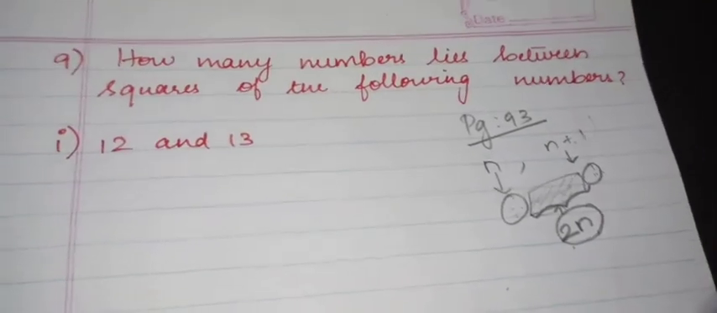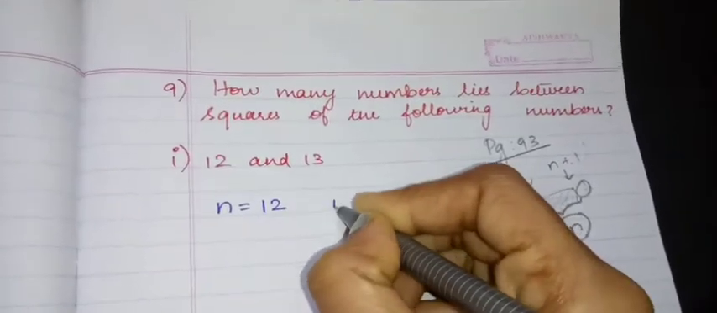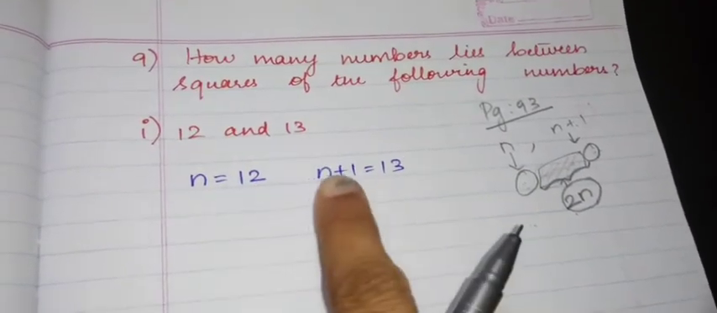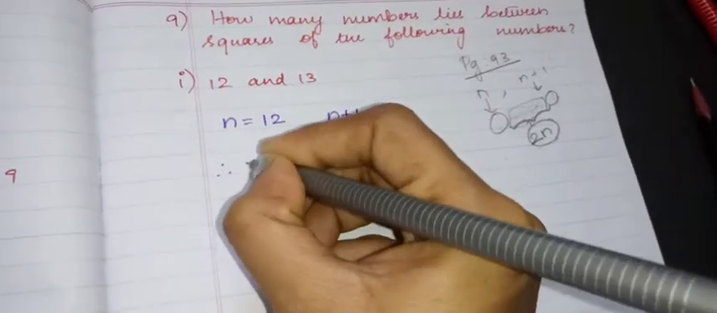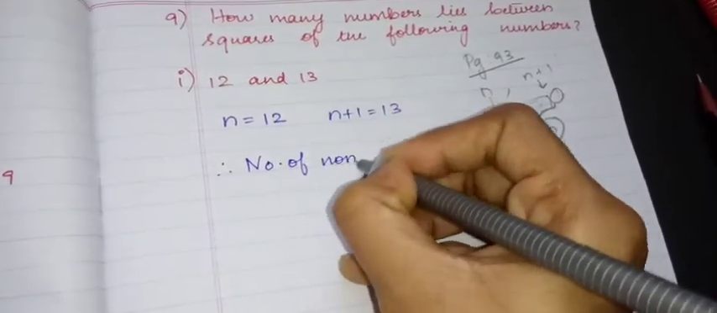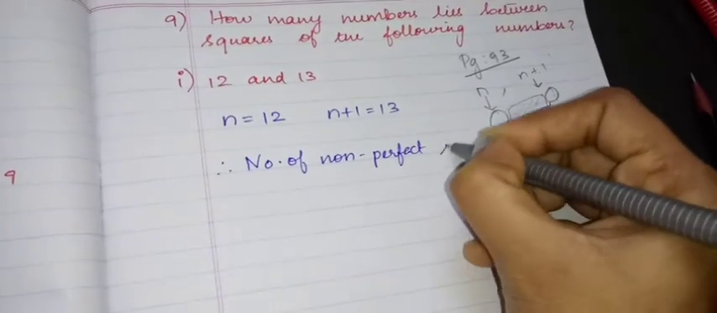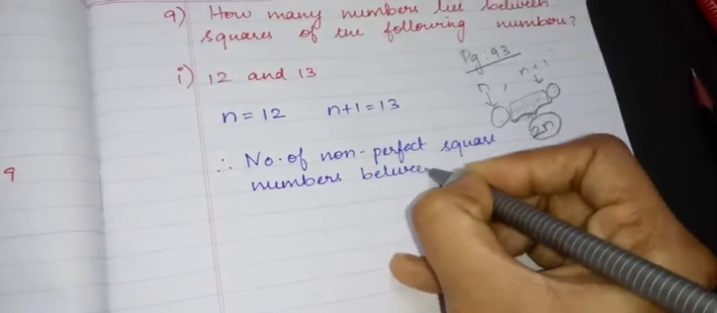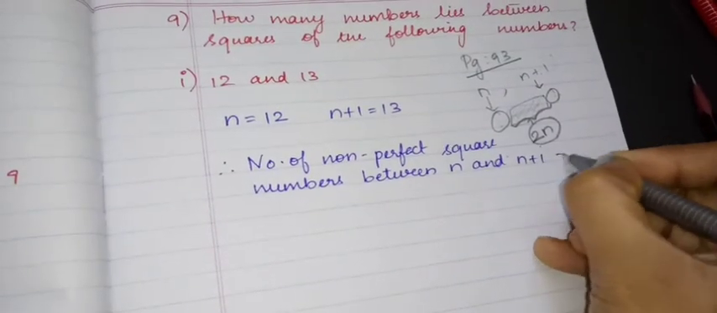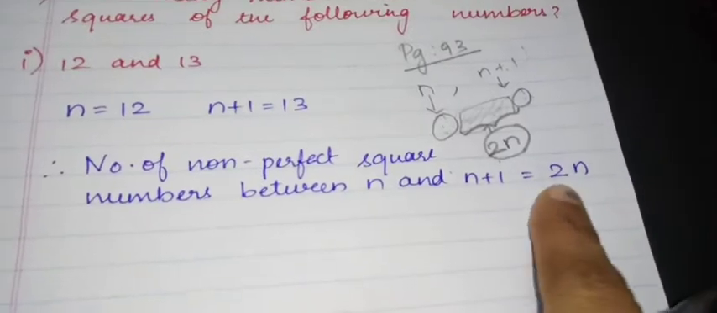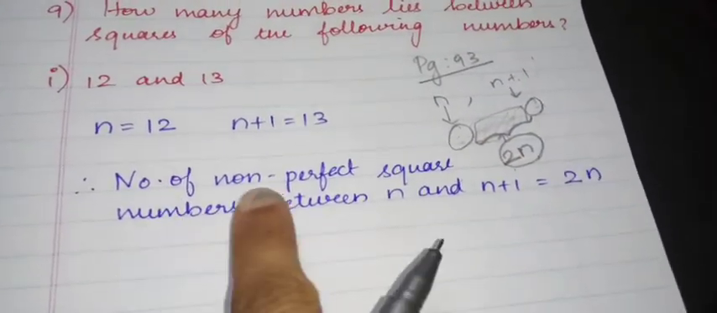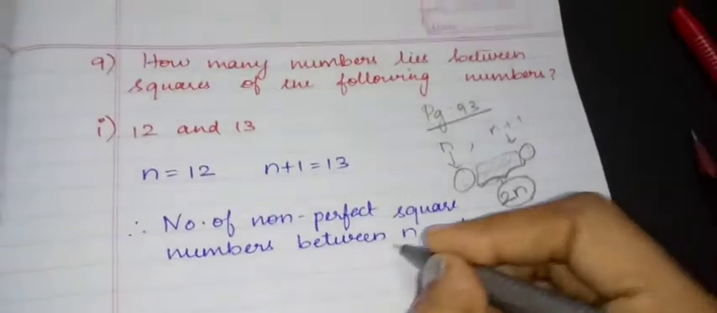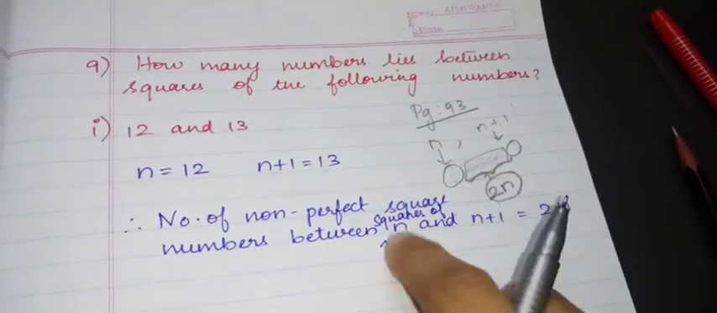Okay. So here we have to take n is equal to 12. n plus 1 is equal to 13. Correct? Because 12 plus 1 is 13. So n 12 means n plus 1 is 13. So the number of non-perfect square numbers between the squares of n and n plus 1 is equal to 2n, because there will be 2n numbers between these two square numbers. Correct? Squares of n and n plus 1 is 2n.